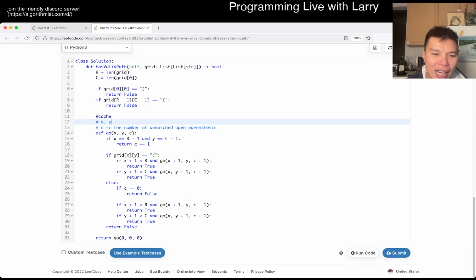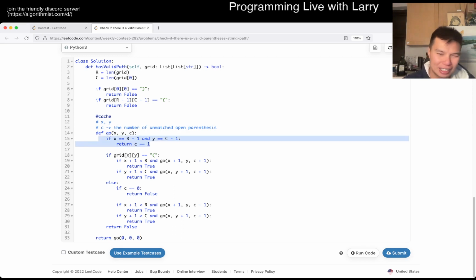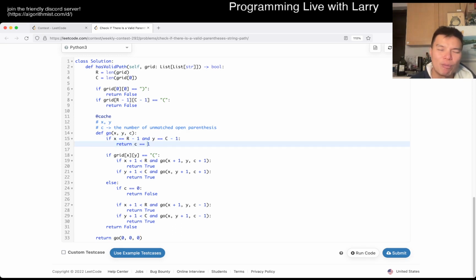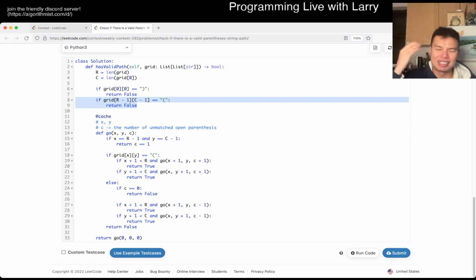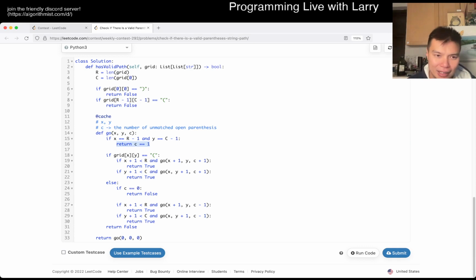And then here I start off by going from upper left to X, Y, with 0 open parentheses. And we're trying to get to the bottom right. So this is the base case where we have 1 open parenthesis left, because we already checked that the last case is going to be a closed parenthesis, because if it's not closed, then you're not going to get it. And therefore, if you have 1 left, then you return true. And that's basically my base case.